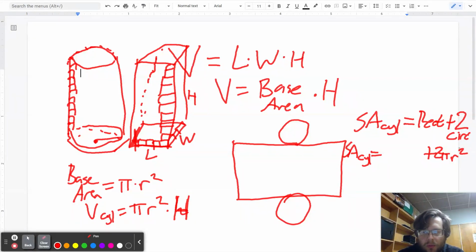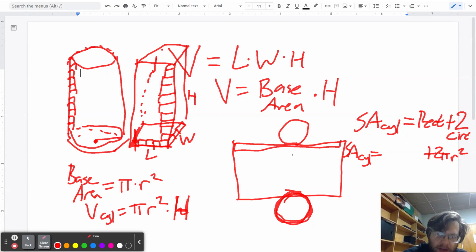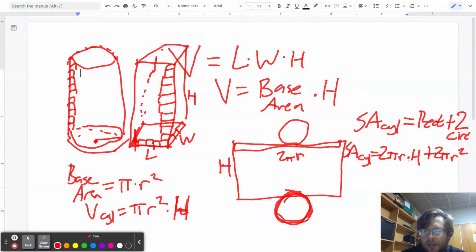But the rectangle wraps perfectly around the circle. And the way that we measure the distance around the circle is the circumference. That's 2 pi r. So now I know that the width of this rectangle here to here is 2 pi r. The rectangle also was exactly as tall as the cylinder is. So I have the rectangle is 2 pi r times h. And that's the surface area formula for a cylinder.